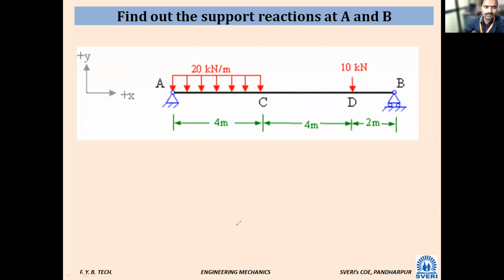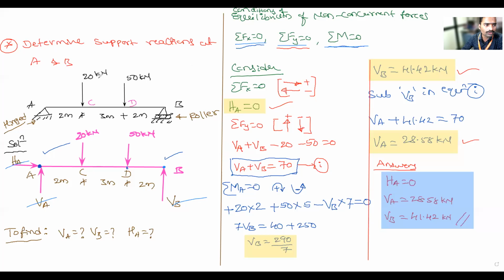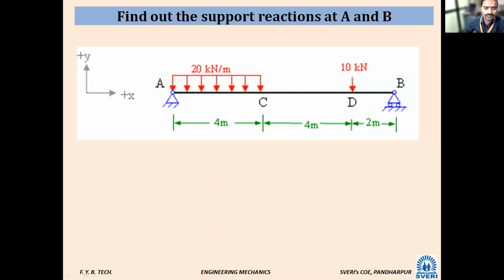Point load tha. Kaun sa point load? Okay, this is 20 kilonewton. 50 kilonewton was point load. Okay, so now in this problem, which type of load it is? UDL. It is UDL. It is point load. Okay, we should solve this one.